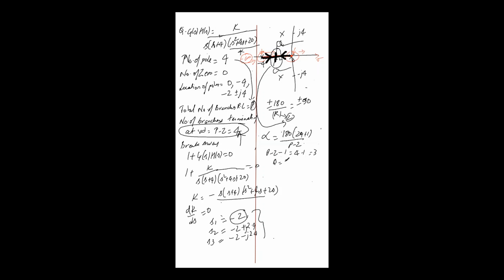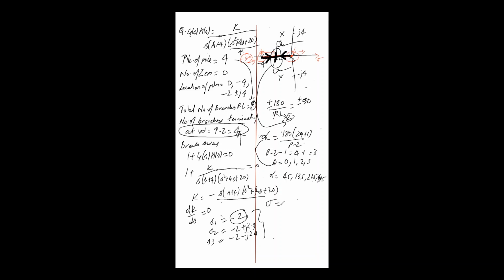Q will be having this much value. One by one you put Q here, so alpha you will get as 45 degrees, 135 degrees, 225 degrees, and 315 degrees. So this will be the alpha. And you need to get the centroid, from where you will draw alpha.